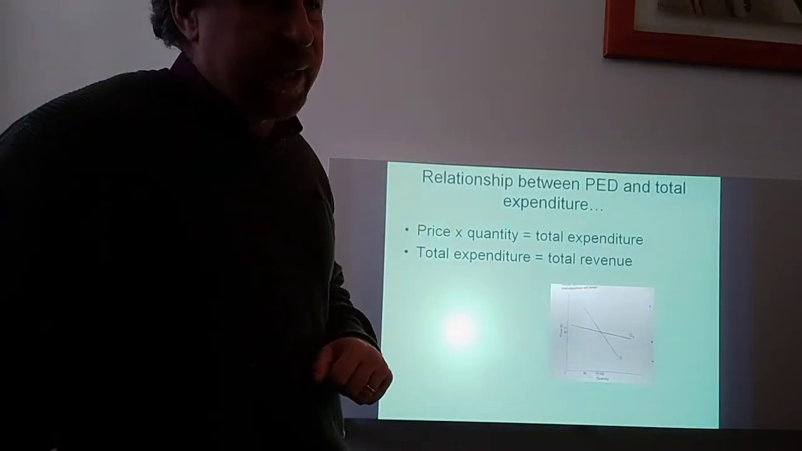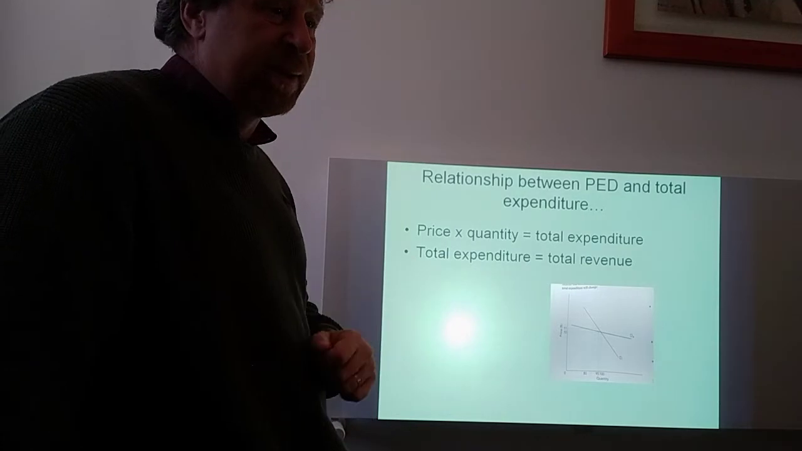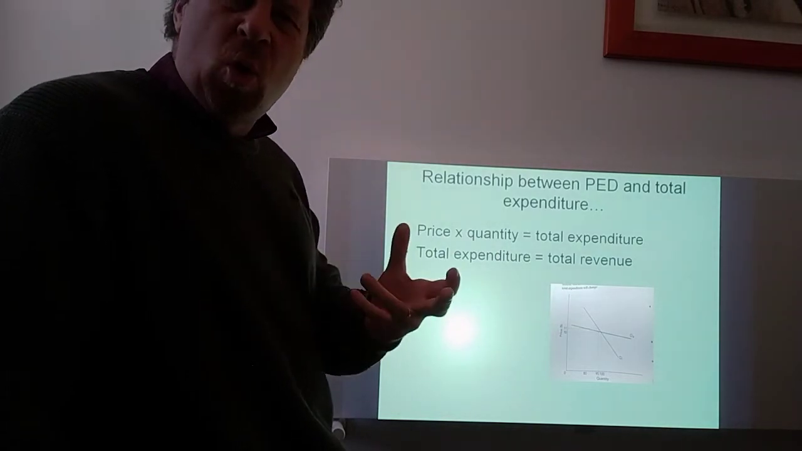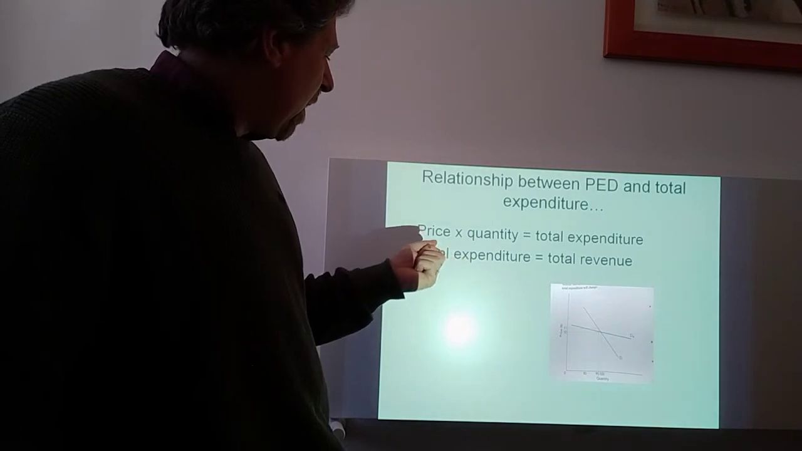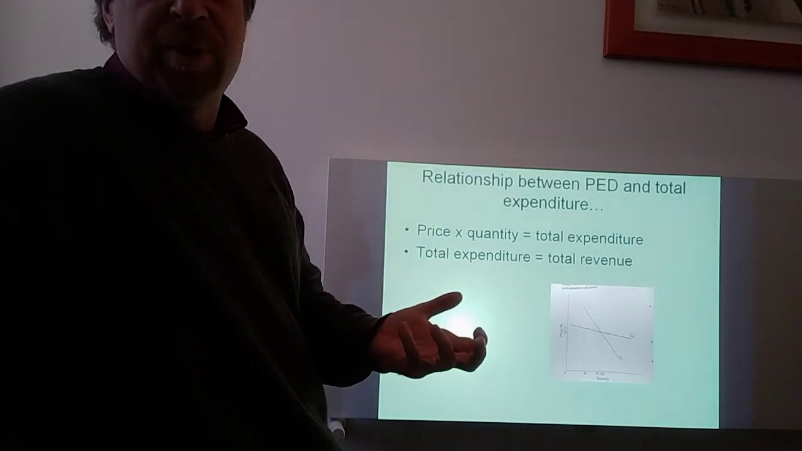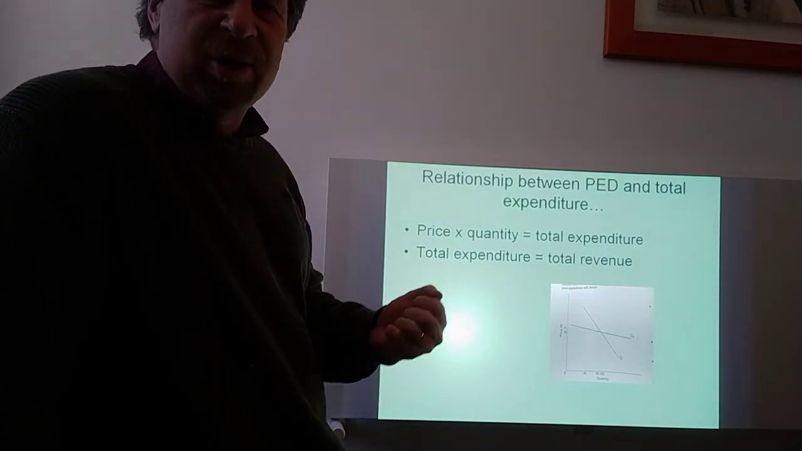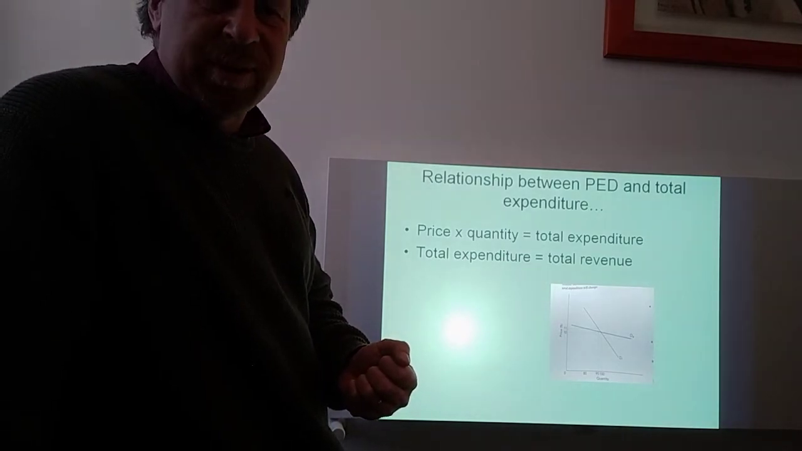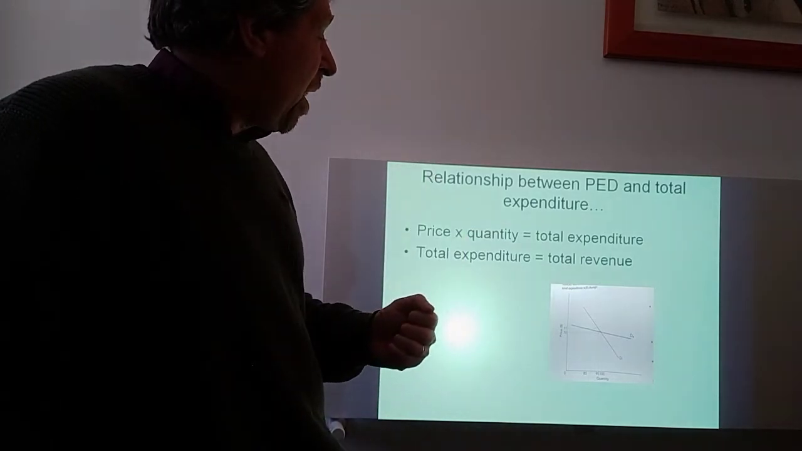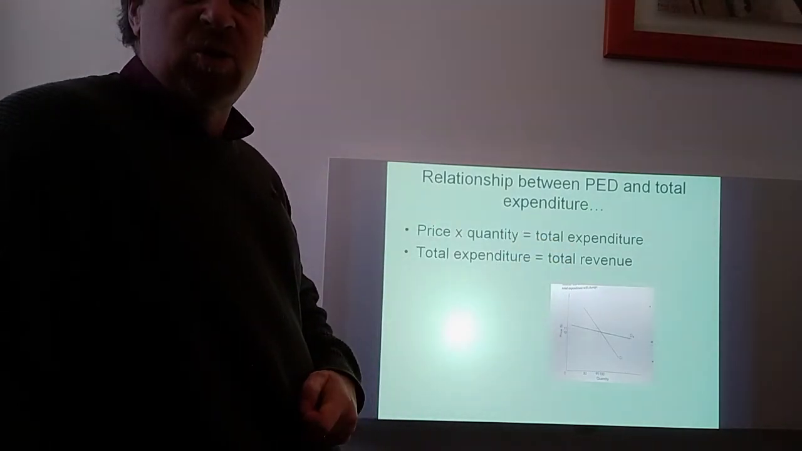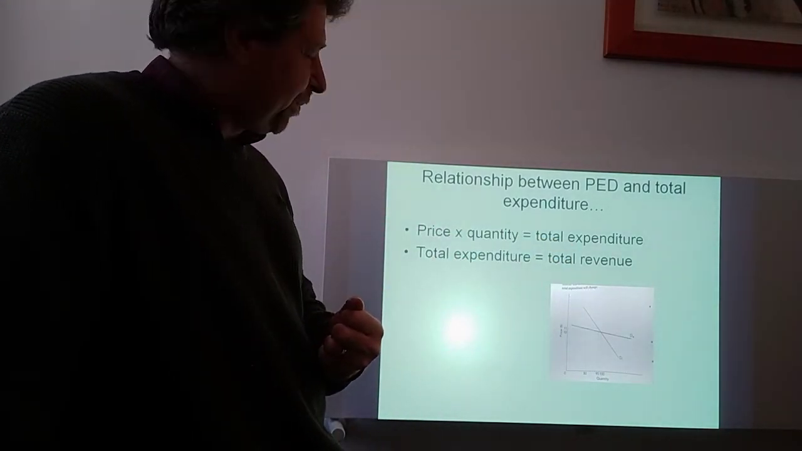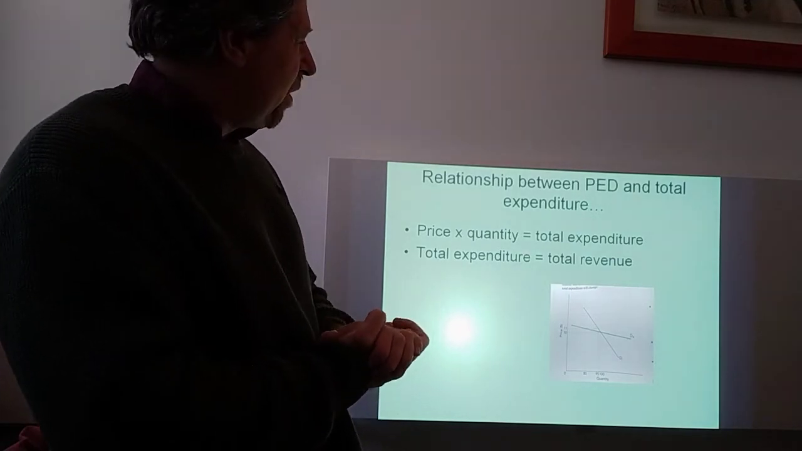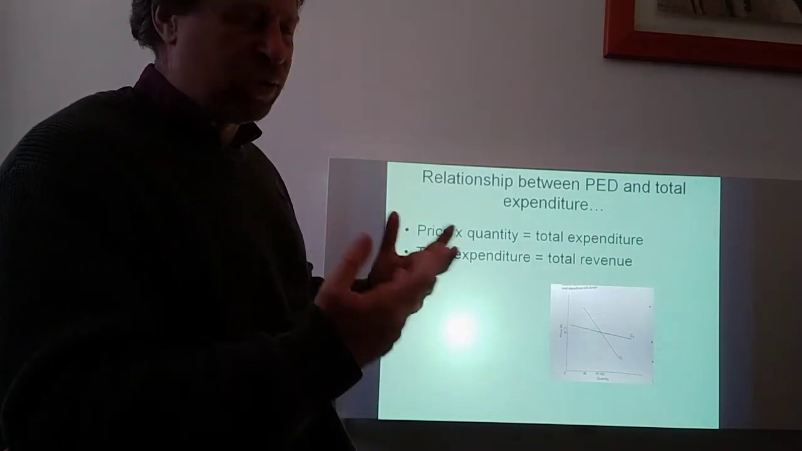The relationship between PED, price elasticity of demand, and total expenditure. What is this? Well, first of all, total expenditure, we're talking about all that consumers spend. For example, if we've got 10 computers at $100 each, the total expenditure will be $1,000. They will have bought $1,000 worth, they would have spent in total $1,000. And total expenditure equals the total revenue. That's what the business takes, or businesses. How does PED affect this total expenditure or total revenue?